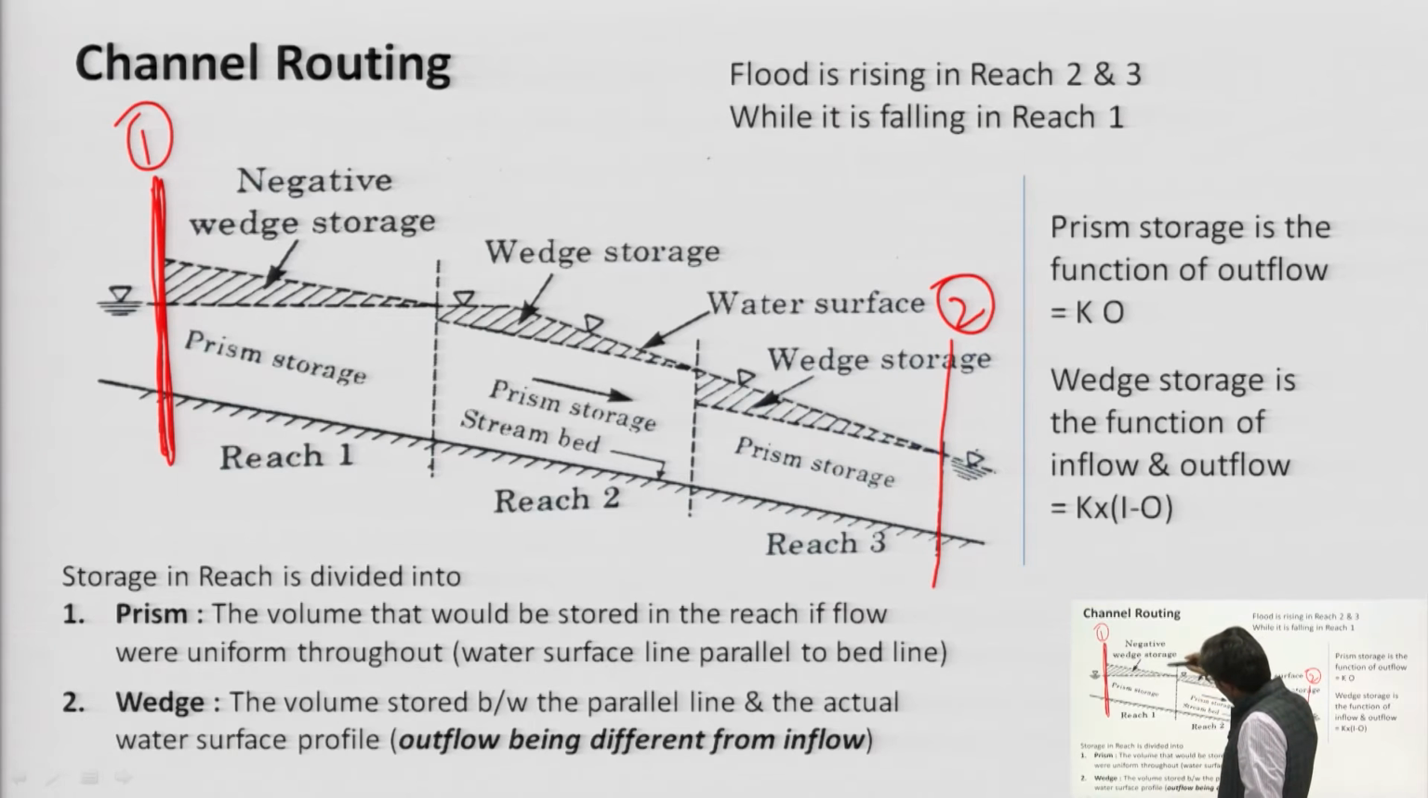Initially, the water level in this channel was this, parallel to the channel bed. So initially this was the water level for this one segment of the channel, and that is why it is called reach number 1.